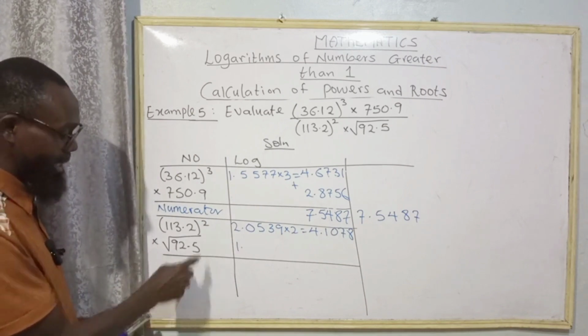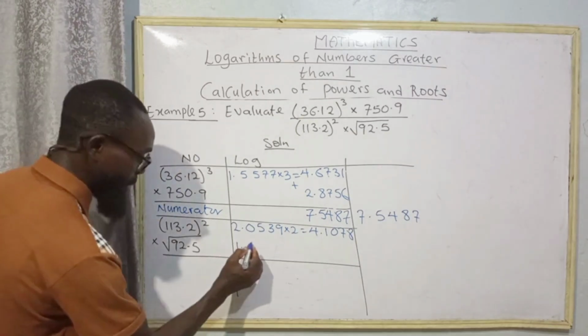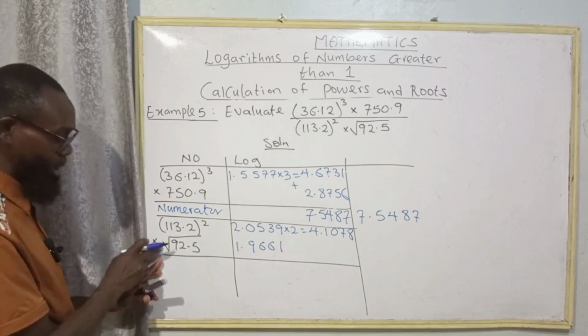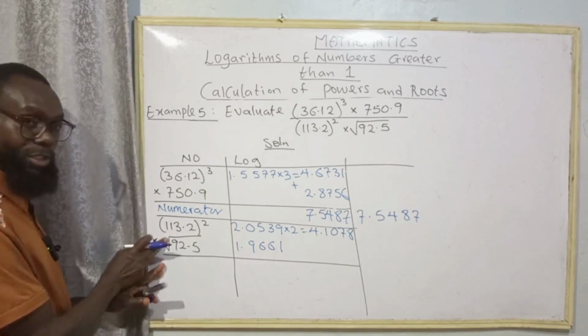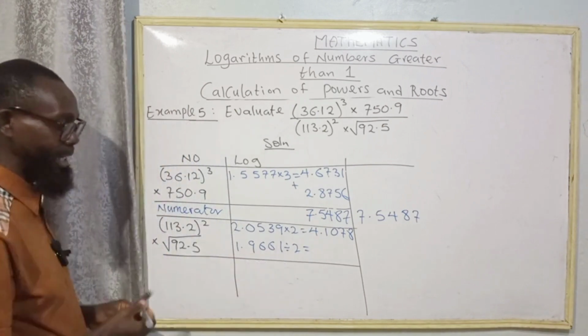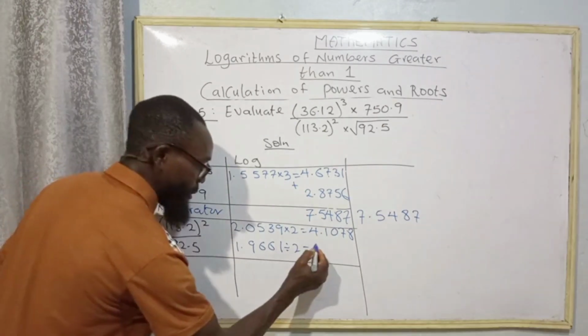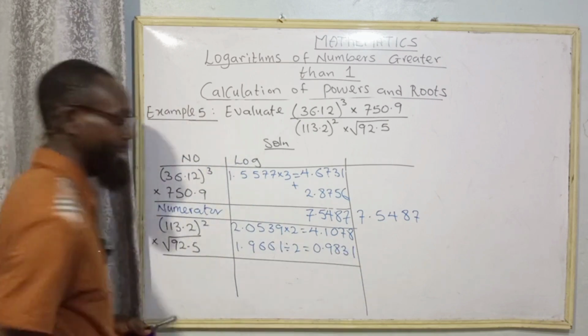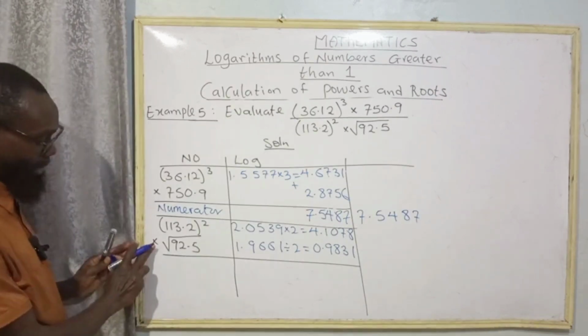The next one, we've gotten our integer to be 1 point. Then 92 under 5. So we have 9661. But now this is square root. What is in this cup is 2 divided by 2. So let's divide it by 2 as well. We have 0.9831.